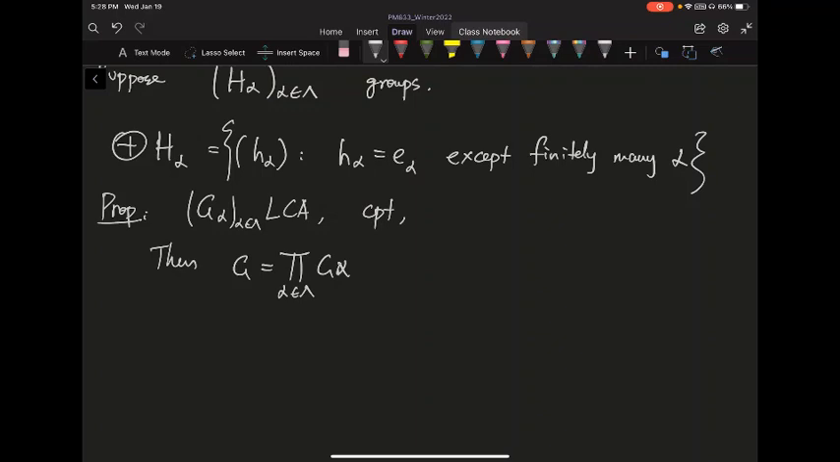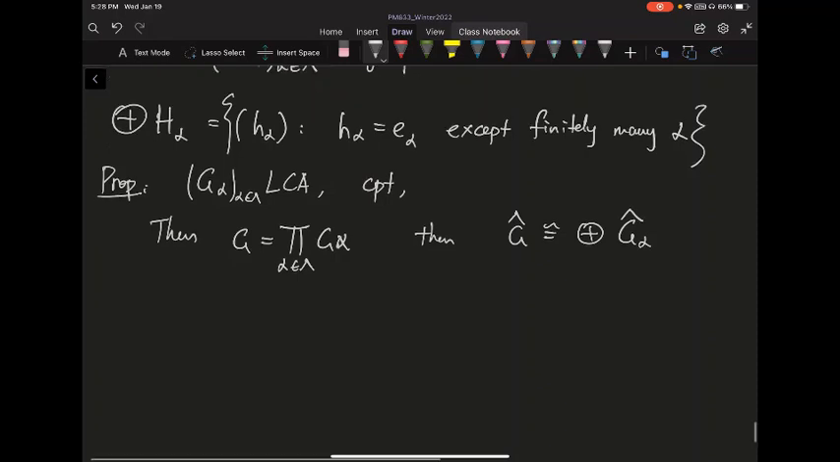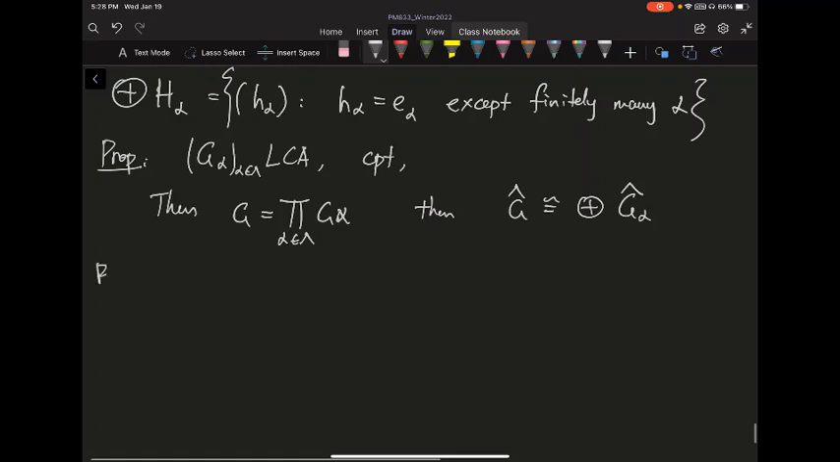So by the Tikhonov theorem, this infinite product is again a compact space. So you can put a locally compact topology on this infinite product. Then the goal is to show that the dual group of this G is going to be isomorphic to the direct sum of these G alpha hat. Okay, that's our goal. All right, so now let's prove this fact.